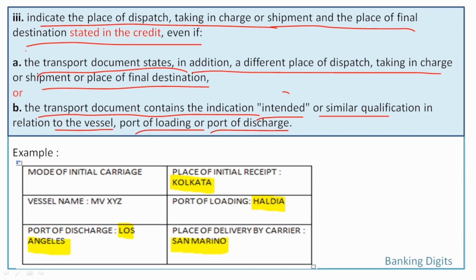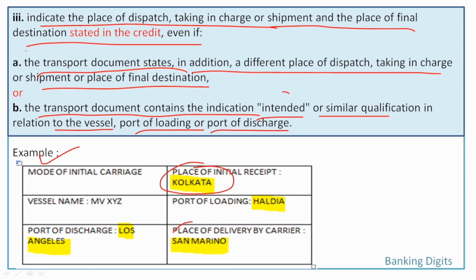Look at the below extract of a BL. Here, place of initial receipt is mentioned as Kolkata in BL. Now, in any other places, it can also mention a different place of receipt or taken in charge which is not mentioned in the LC and it is acceptable. Similarly, it can happen with place of delivery also, which is acceptable.